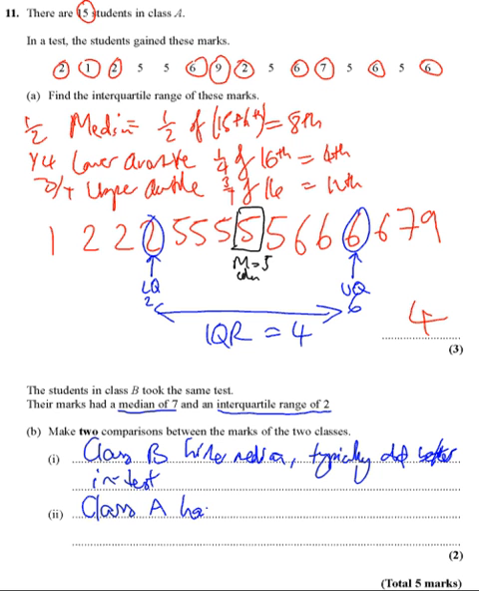Class A had a higher interquartile range, the values were more spread out. It's probably easier to say that if you have a lower interquartile range and therefore a lower spread, they were more consistent. So class B had a lower interquartile range and were therefore more consistent in their marks than class A. Low spread means more consistency. Higher spread means greater variety. That's two ways of saying the same thing, really.